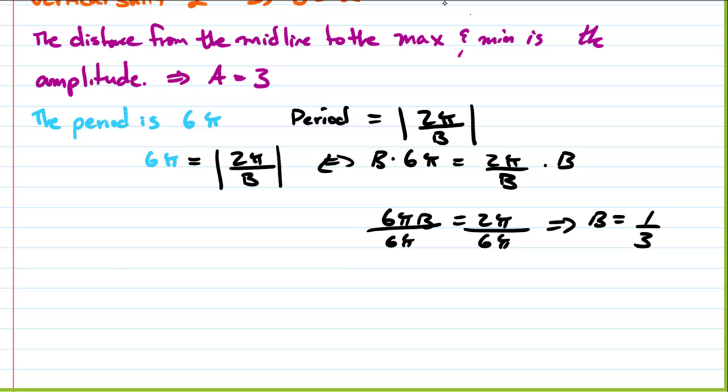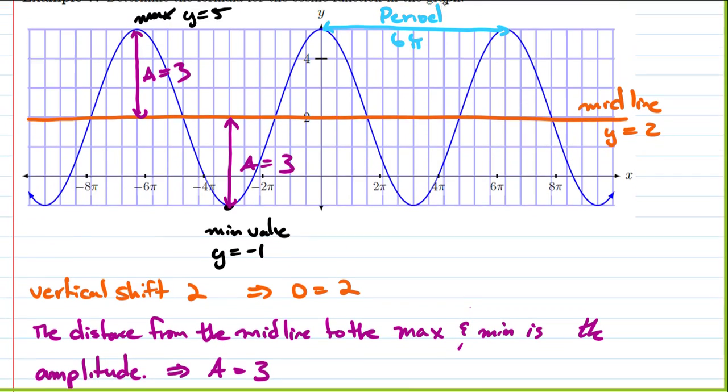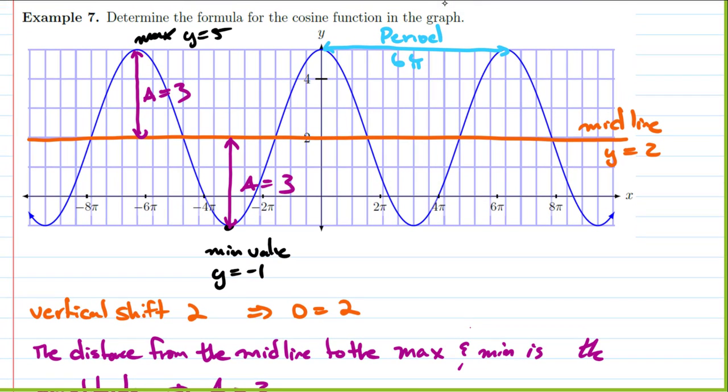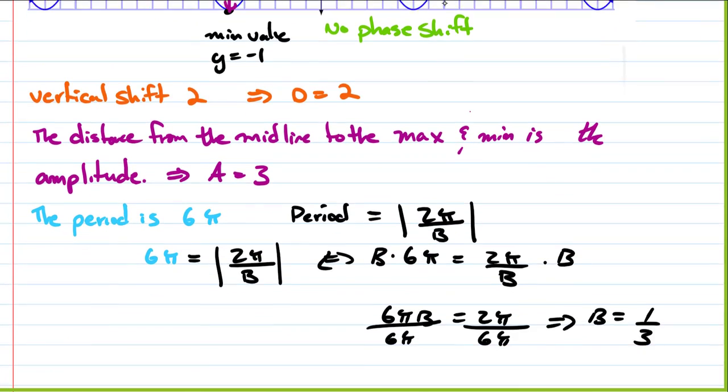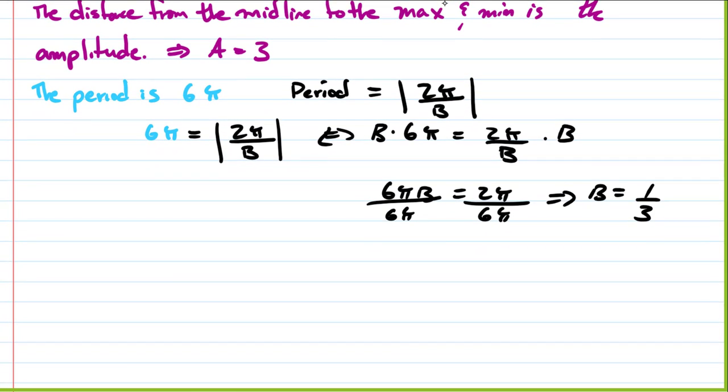All right, so now we have our b is equal to 1/3. And our graph has no phase shift, because the cosine of 0 is supposed to be 1. And so we didn't move right or left. We have our max right on our y-axis. So our c equals 0 because there's no phase shift.